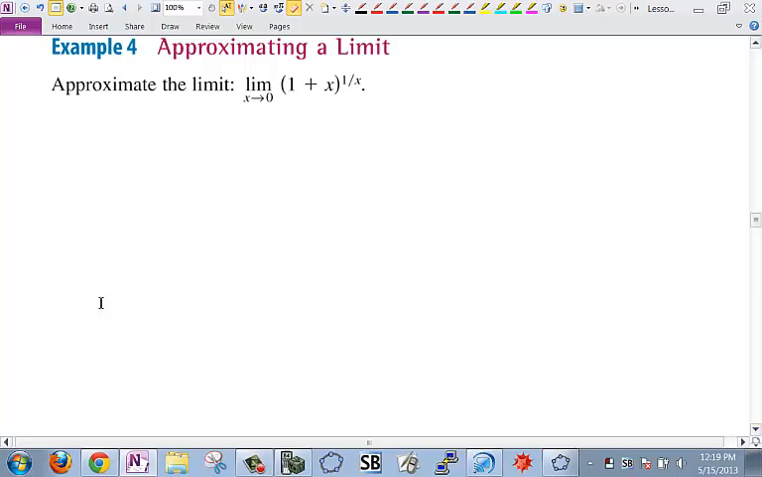Okay, so here's what we have. I've got the part inside the parentheses approaching 1. I've got the exponent approaching infinity. And what do a lot of students think the answer is? 1.